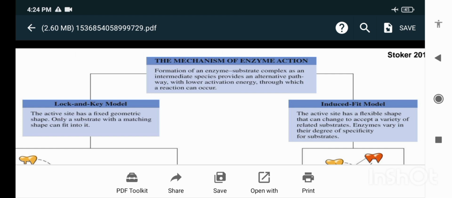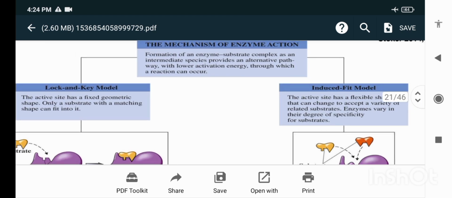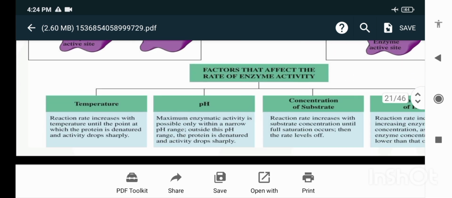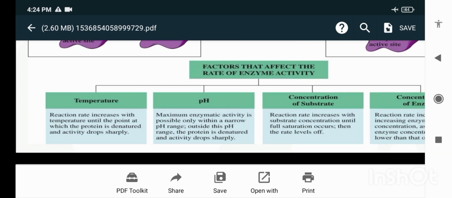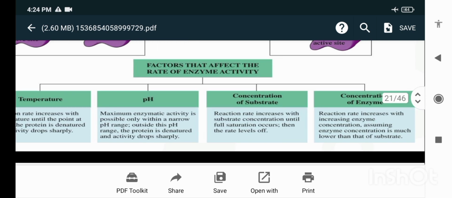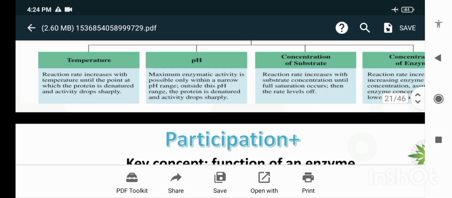Lock and key model: the active site has a fixed geometrical shape, and only a substrate with a matching shape can fit into it. Induced fit model: the active site has a flexible shape that can change to accept a variety of related substrates. Enzymes vary in their degree of specificity for the substrate. Factors that affect the rate of enzyme activity are temperature, pH, concentration of the substrate, and concentration of the enzyme. First is the temperature.